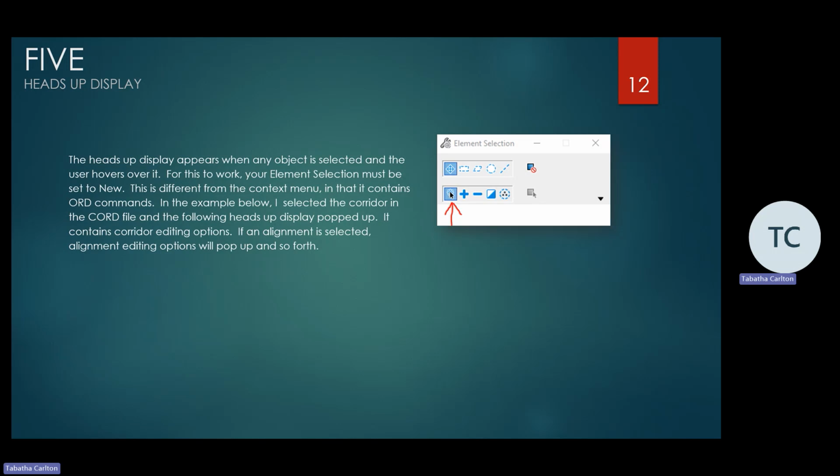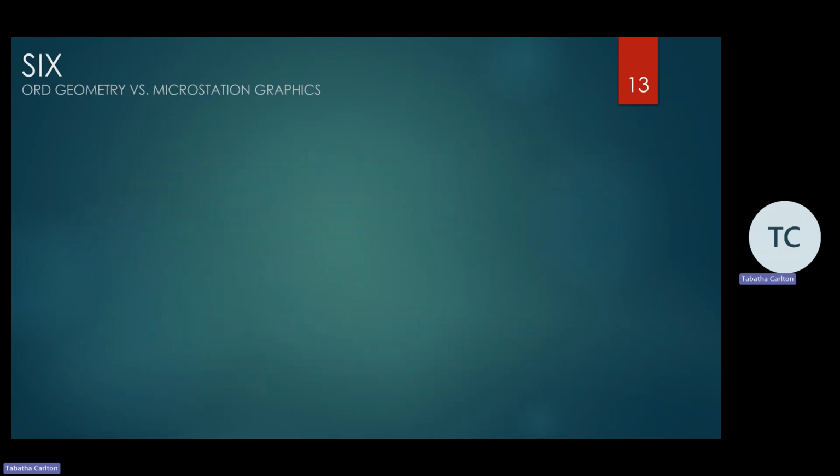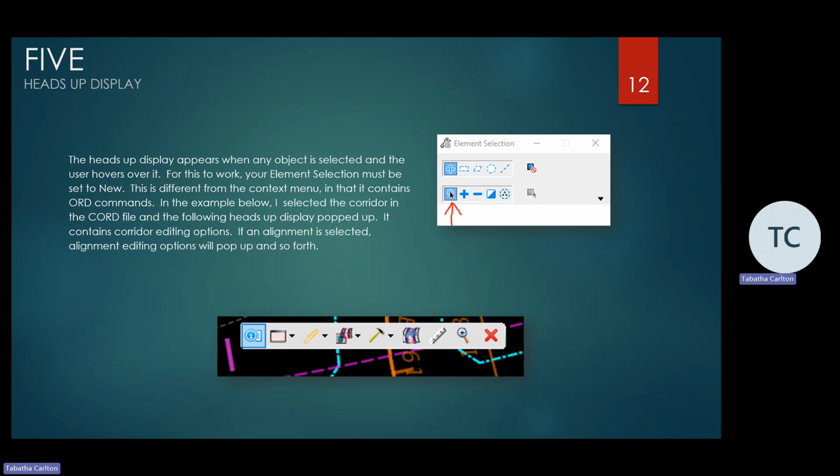And when I talk about heads up display, I mean, if I'm in my geometry file and I want to edit the name of the alignment, I can select my power selector, hover over my alignment, and I'll get alignment commands. You can do that with a corridor, with a terrain model, linear geometry. If you hover over it, you're going to get this heads up display. And depending on what kind of element it is, that determines what list of commands comes up.